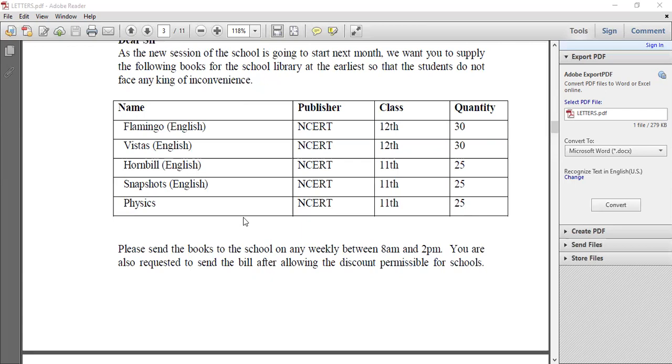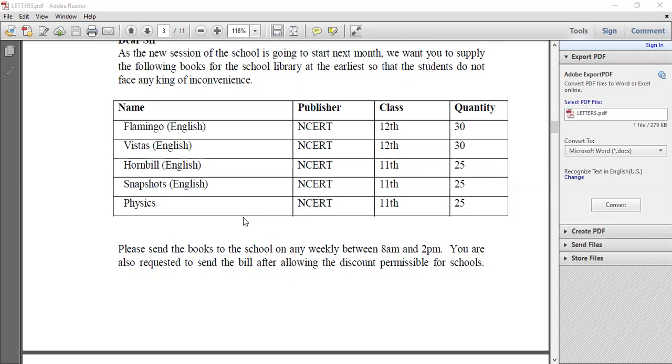Just name of the book, Flamingo, English, NCERT, 12th standard, and 30 copies. And then Vistas, English Supplementary Reader, NCERT, 12th standard, and of course 30 copies, and Hornbill, English, NCERT, 11th standard, 25 copies. And then Snapshots, English Supplementary Reader, NCERT, 11th standard, 25 copies, right? Even physics also, you can go for chemistry also, you can go for any books, whatever you require.